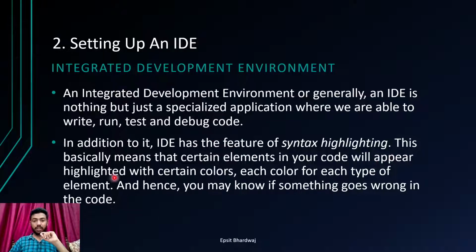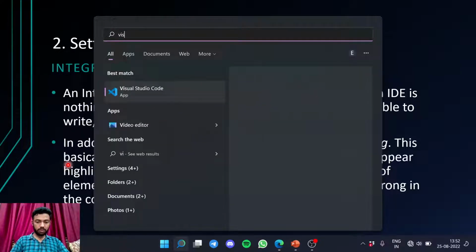This basically means that certain elements in your code will appear highlighted with certain colors, each color for each type of element, and hence you may know if something goes wrong in the code. If you're not able to understand from this para, let's take a look at what I'm talking about.